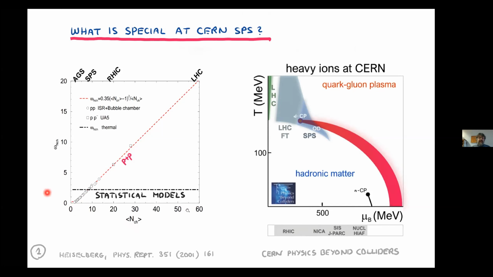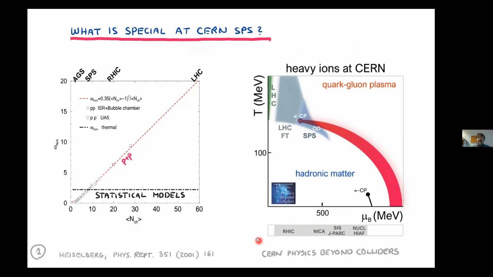Whereas the statistical models, simplifying a bit, I will go during the first hour through details of this plot actually, predict independence of the scaled variance with charged particle multiplicity, for instance increased by increasing the volume of the system. And you see that at SPS energies, approximate ranges of accelerators are indicated here, the two dependencies cross each other. First of all, they are qualitatively different, and they cross each other at SPS energy. So that's the first half an hour.